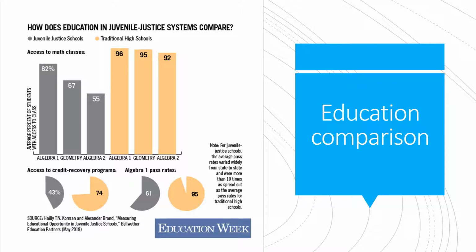Here we see how education in juvenile justice systems compares to traditional high schools, and here it is focused on math. So as you can see, all the juvenile justice percentages are lower in every single category, including access to credit recovery programs, and pass rates for courses such as Algebra 1.